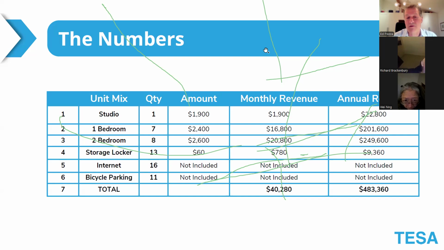So in this case, we've got 13 storage lockers at $60. In our numbers here, we did not include internet or parking, but internet, let's say you bought internet from Rogers or Bell, for example, and it cost you, I don't know, $600 a month because you got the absolute best, highest, fastest speed, but you're collecting, let's say, $100 from each of the tenants.